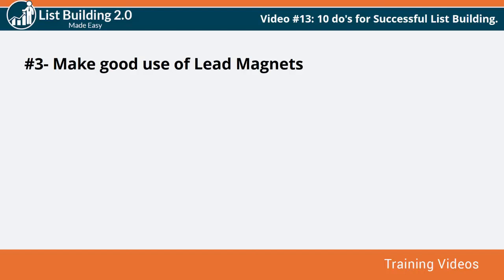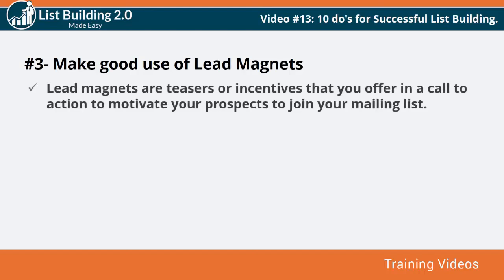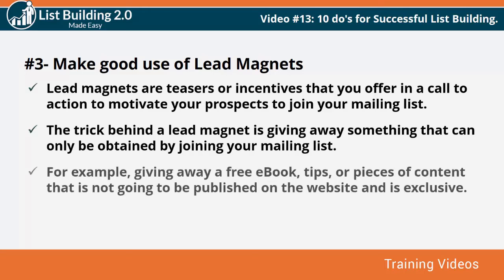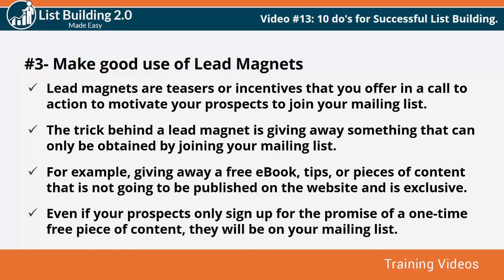3. Make good use of lead magnets. Lead magnets are teasers or incentives that you offer in a call to action to motivate your prospects to join your mailing list. The trick behind a lead magnet is giving away something that can only be obtained by joining your mailing list. For example, giving away a free ebook, tips, or pieces of content that is not going to be published on the website and is exclusive can be wonderful lead magnets. Even if your prospects only sign up for the promise of a one-time free piece of content, they will be on your mailing list. From then on, it's up to you to keep them engaged.